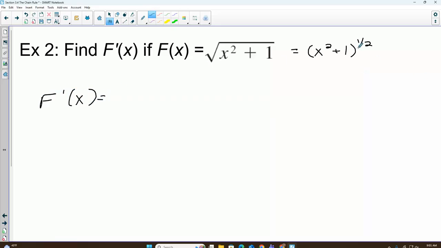So chain rule, derivative of the outside. What's the outside? The 1/2 power. So power rule, exponent comes down, inside stays the same. Subtract 1 from the power, so 1/2 minus 1 is negative 1/2. Times derivative of the inside. What is the derivative of x squared plus 1? 2x. So then if we simplify, 1/2 times 2x will just give me x times (x squared plus 1) to the negative 1/2.